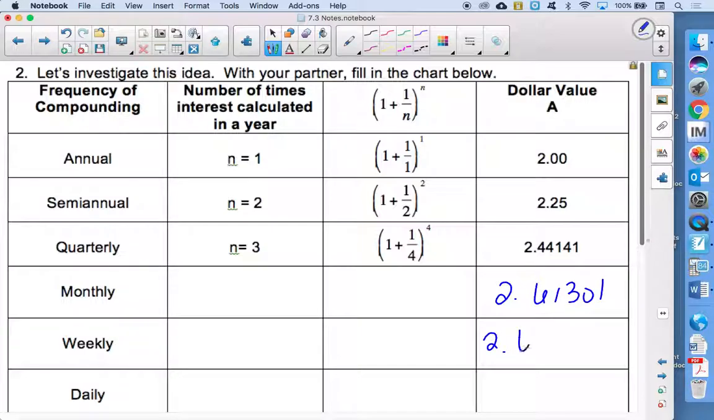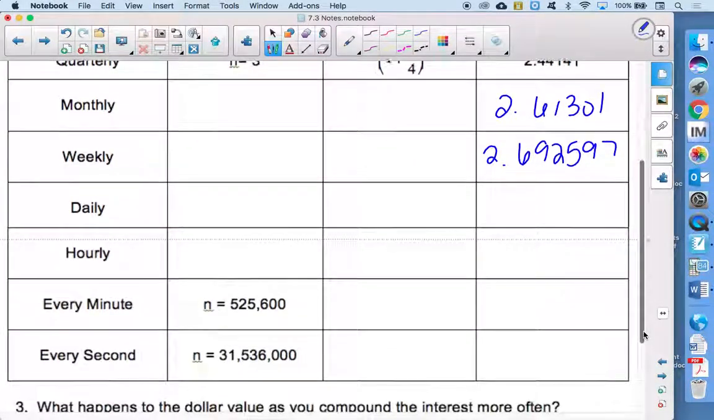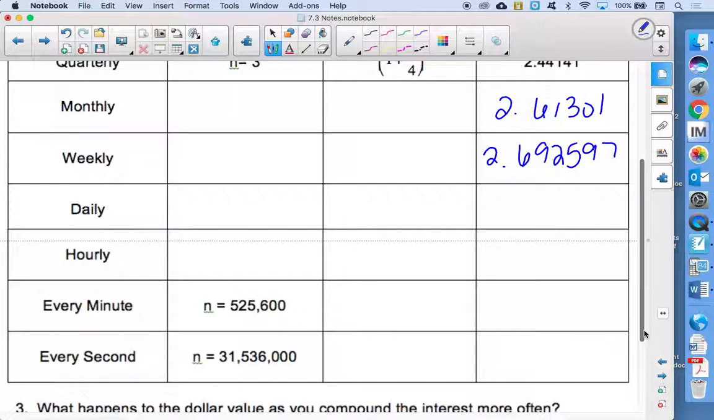So this was 6. And you didn't have to carry out all the decimal places. So daily, remember there are 365 days in the year. So that would have been 2.71457. So you're still getting more because you're compounding the money more often.